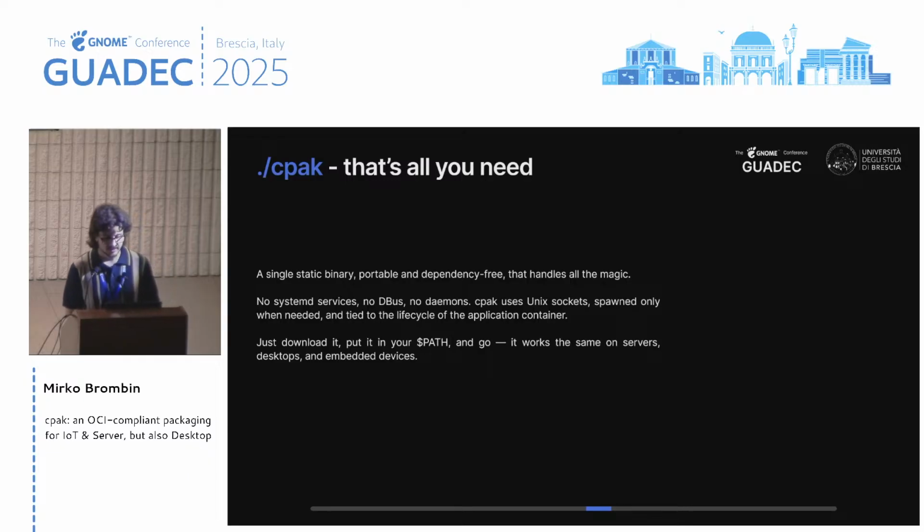As I said, cpak is just one binary. It's a static binary, it's portable, has no dependencies. Actually, it has 2 dependencies, but it's really impossible to not find them in a modern Linux system. It requires no systemd services, no dbus, no daemons. It uses Unix sockets for something. When you start a container, it also starts a Unix socket to keep the connection between the cpak binary in the host and the container. This is for the shims, for the connection thing with the host. It works the same on server, desktop, embedded device, on your Raspberry, for example.